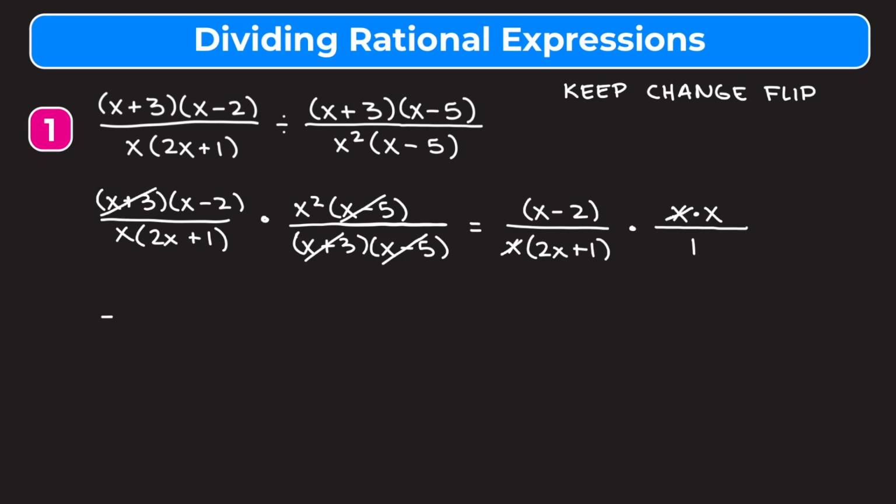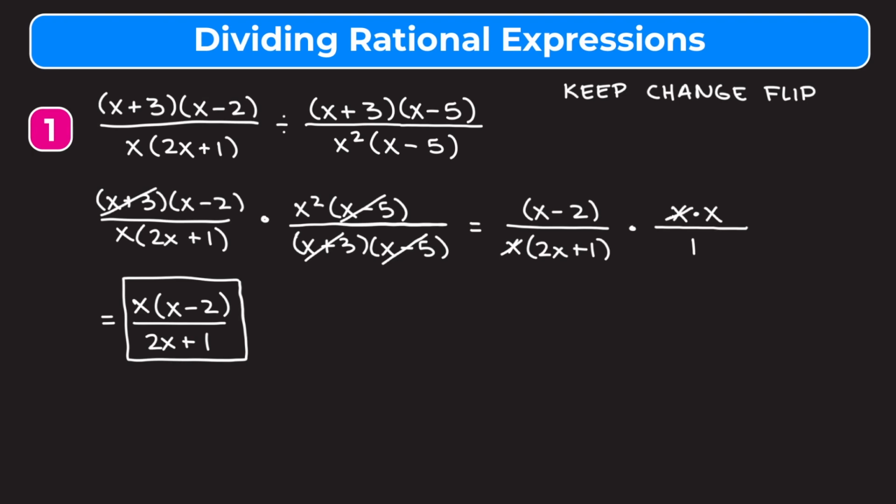And now we're just going to multiply straight across. So we're going to have x times x minus 2 on the top. And on the bottom, all we have is this 2x plus 1. And we just want to leave our answer in factored form so we don't have to do anything else. So we get x times x minus 2 over 2x plus 1 as our final answer.